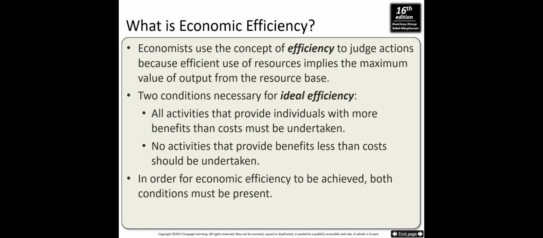So we need two conditions for ideal efficiency. First, all activities that provide individuals with more benefits than costs must be undertaken. Second, no activities that provide benefits less than costs should be undertaken. So the idea is that we should take all activities that have more benefits than costs, and the activities that have benefits less than costs should be ignored. In order for economic efficiency to be achieved, both conditions must be present.